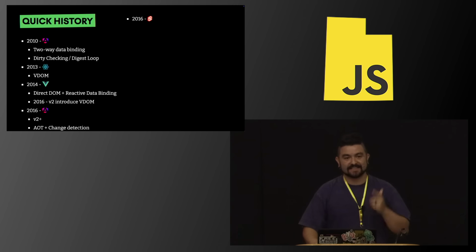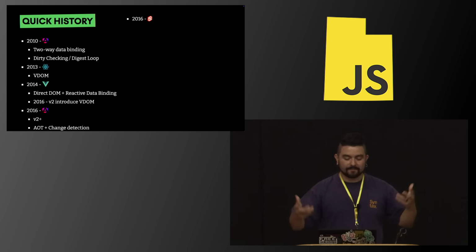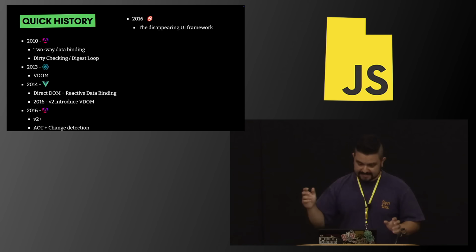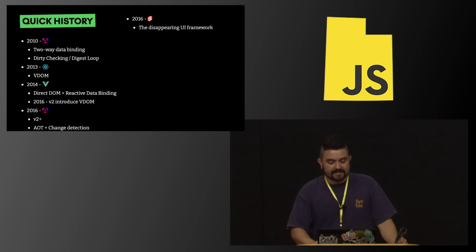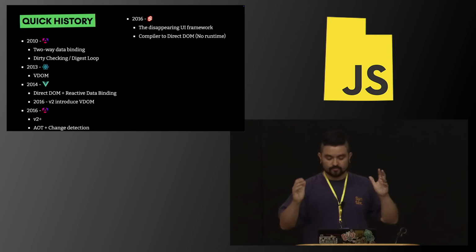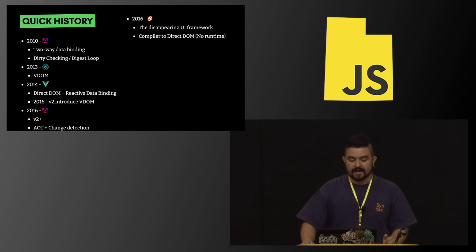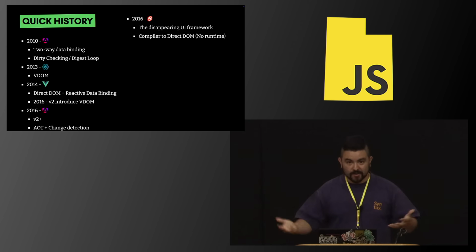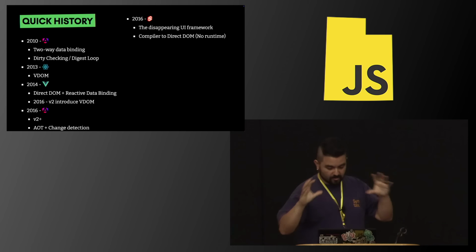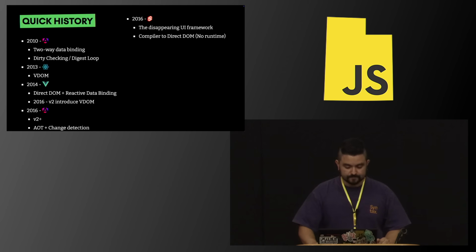And around the same time in 2016, that's when Svelte came out, and they kind of popularized this idea of ahead-of-time compilation. They were known as the disappearing UI framework, and basically they have a compiler that went directly to DOM code. There was no runtime code. And this was a revolutionary idea at the time. But basically, you could write declarative code that is nice to use and easy. But at the end of the day, the code that you're shipping is as minimal as possible and all that's required to actually update the UIs.